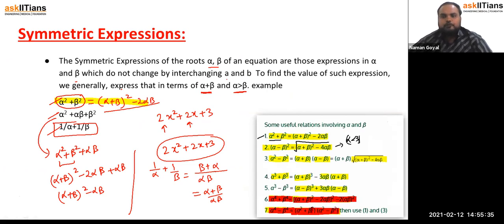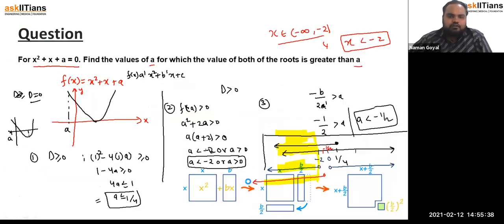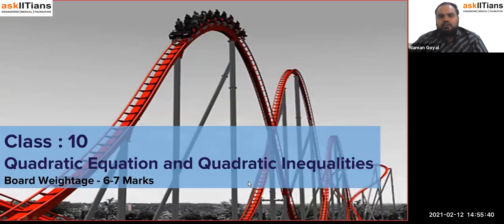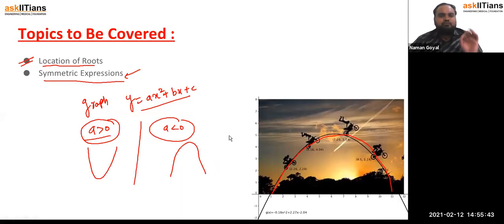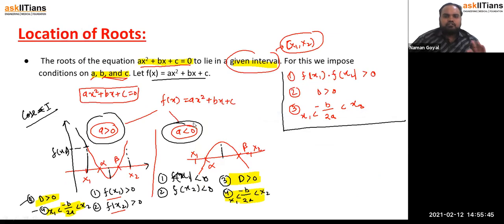So in this chapter, the chapter is completed now. In this lecture, we learned about location of roots, and in that part we learned about two types. One I taught you and one I taught you through video. So this is type 1, and that is type 2. Type 1 is when the roots of the quadratic equation lie in between a given interval.